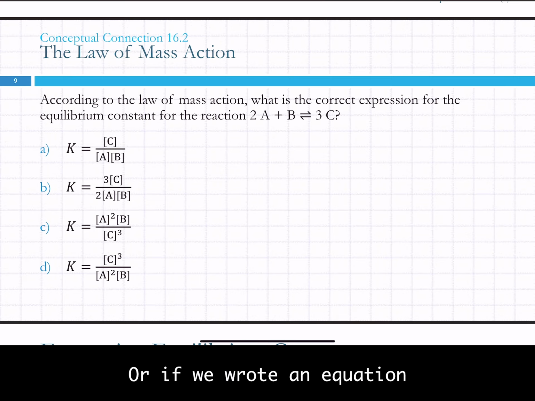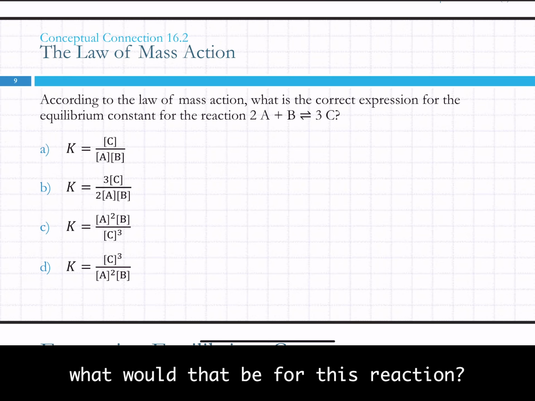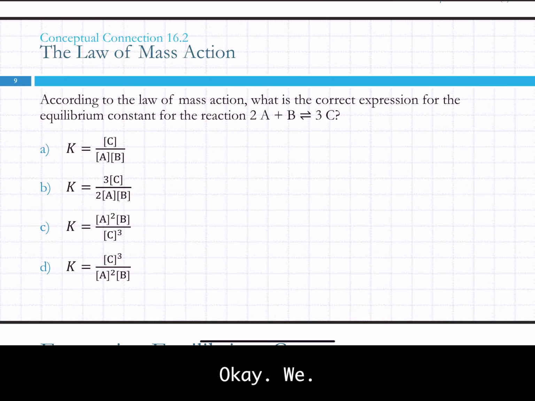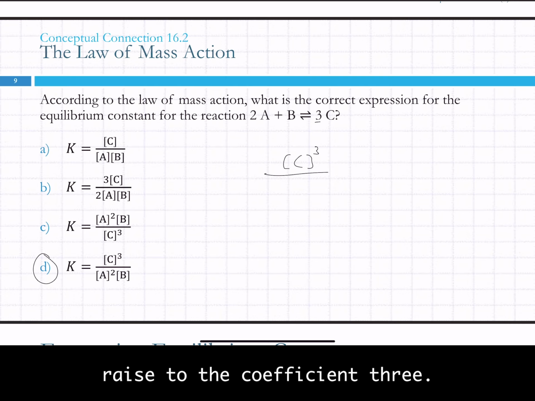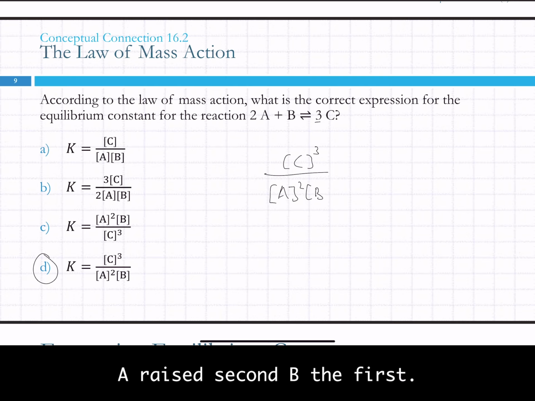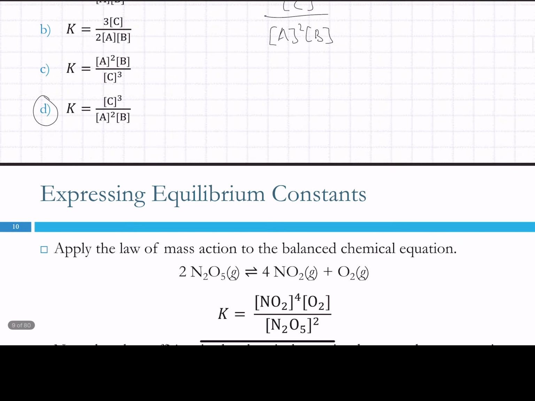So according to the law of mass action, or if we wrote an equation for the equilibrium constant, what would that be for this reaction? D. Because we're taking C, concentration of C, which is my product, raised to the coefficient 3. A raised to the second, B the first. Easy.